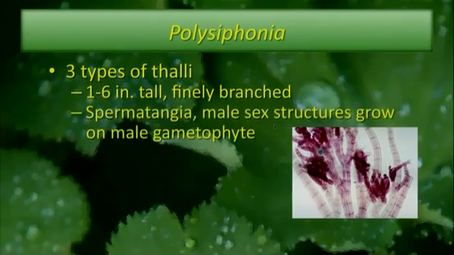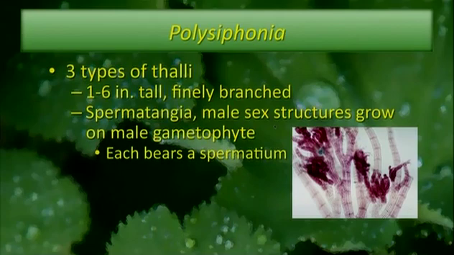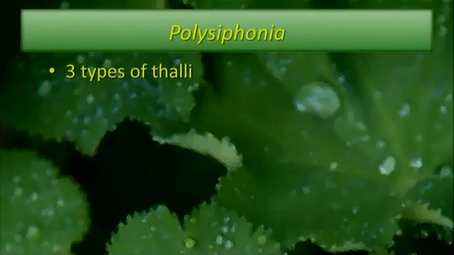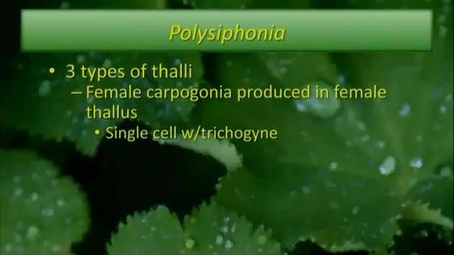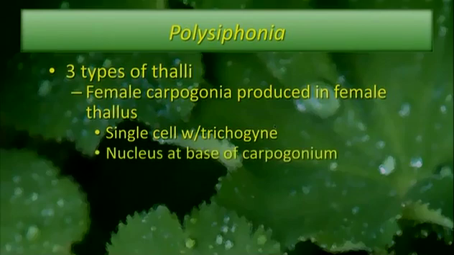The spermatangia, the male sex structures, grow on the male gametophyte. Each spermatangium bears a spermatium. A spermatium is a non-motile male gamete. It's not flagellated. The female carpogonia is produced in the female thallus, and it has a single cell with a structure called a trichogyne. It's sort of like a bottle with a long neck. The female nucleus is at the base of the carpogonia, and it acts as an egg.